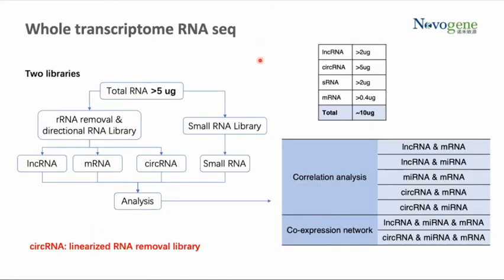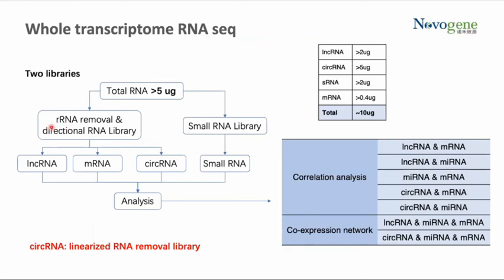Except that, if you only want to focus on one type of non-coding RNA, you can just choose a different type of non-coding RNA service. But if you want to cover all of them, then we can offer you the whole transcriptome RNA-seq. In this one, you only need to send us more than 5 microgram total RNA. We will construct 2 libraries from this.